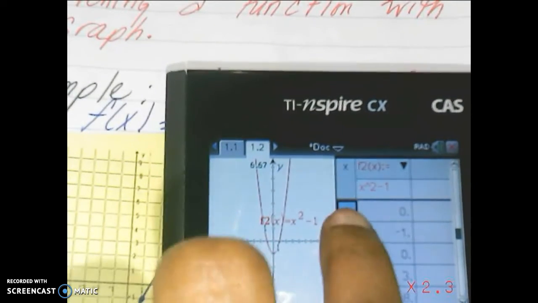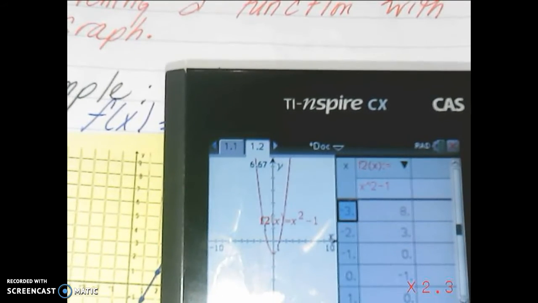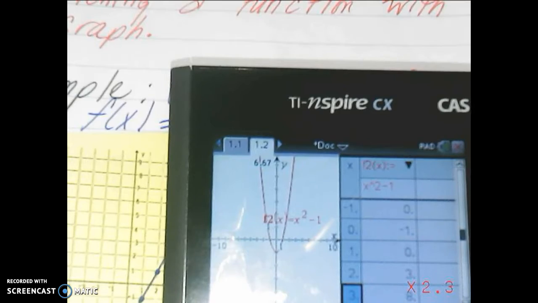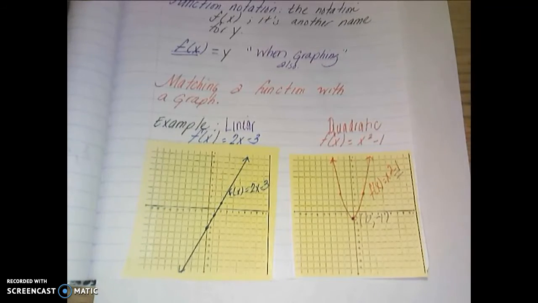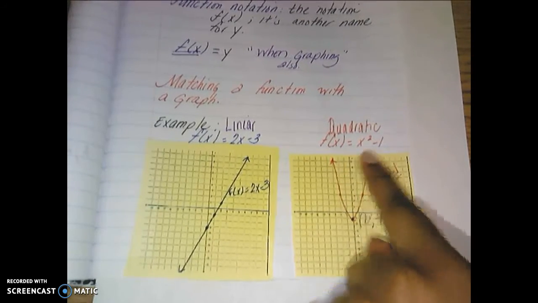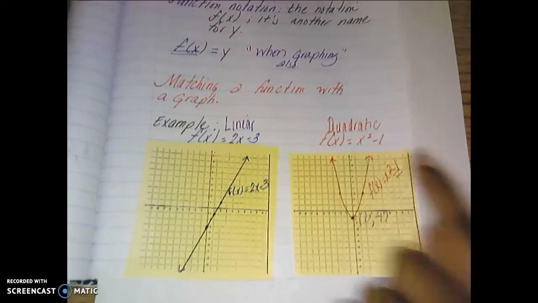So when x is -1, y is 0. If x is -2, y is 3. And you can also look on the positive side. Okay, that's my sketch of the two graphs for the linear function, 2x minus 3, and a quadratic function, x squared minus 1. So you can plot the points like you have here and connect your line that is continuous, and then the quadratic here.